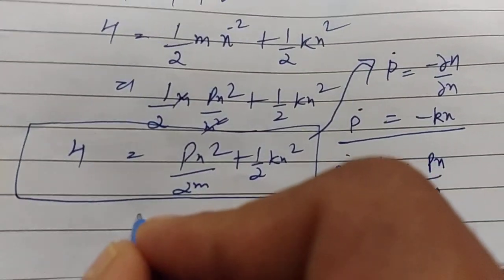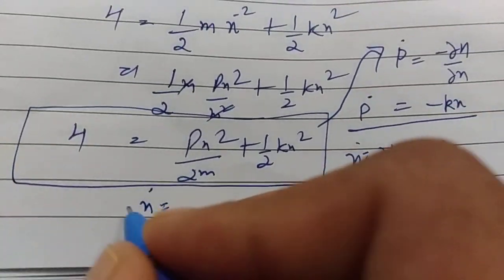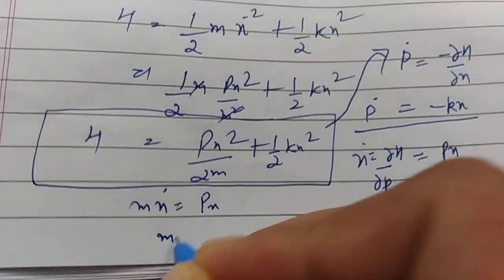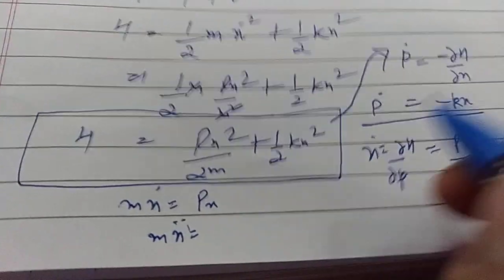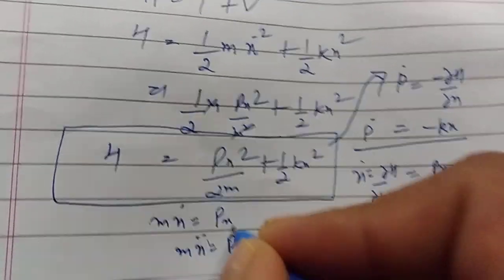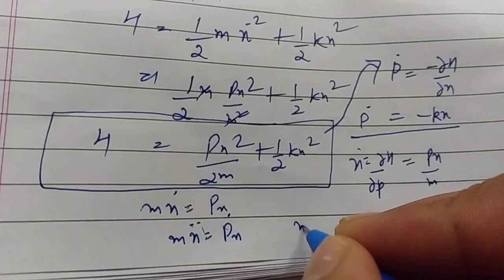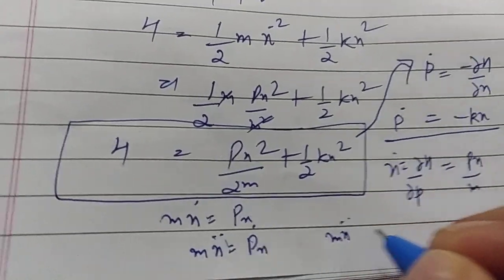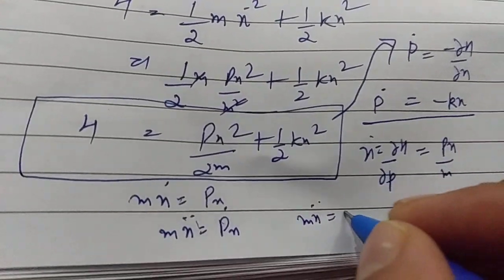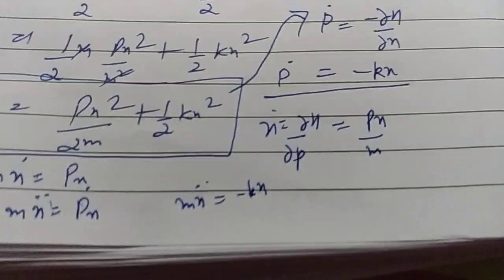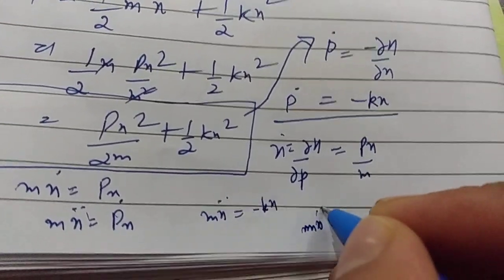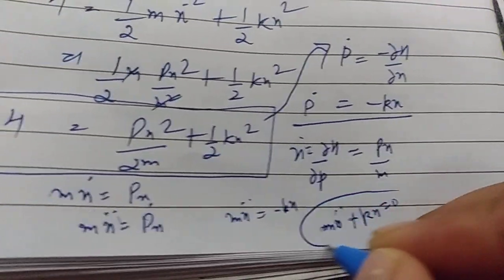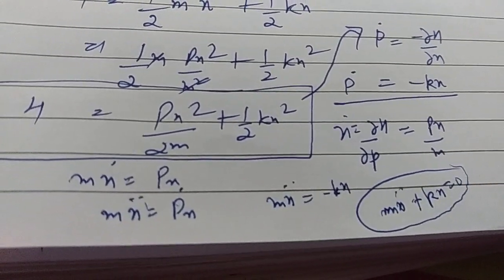So x dot is equal to px upon m. We'll write it as m x dot is equal to px. Then again we differentiate that, we get m x double dot, and this is basically px dot. As we know, the value of px dot is minus kx, so m x double dot is equal to minus kx. So we can write this as m x double dot plus kx equal to 0. That is the answer. This is the equation of motion for this linear harmonic oscillator. Thank you.